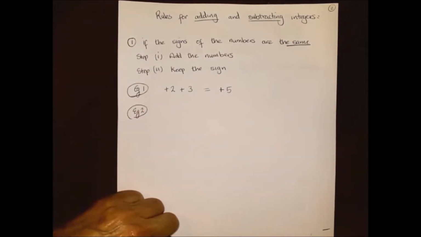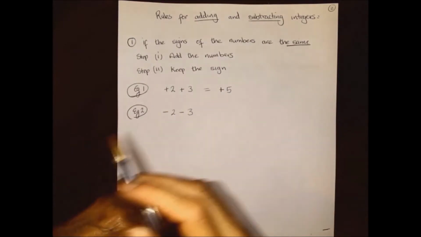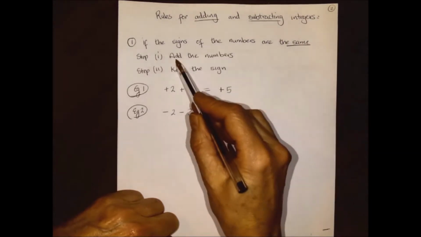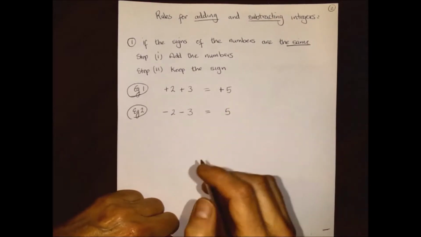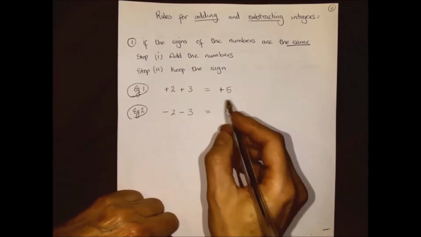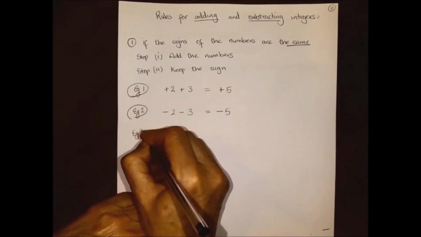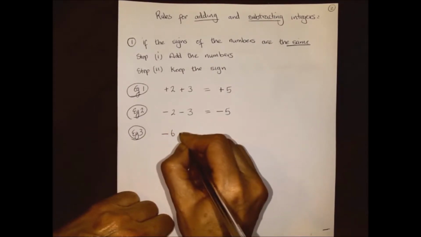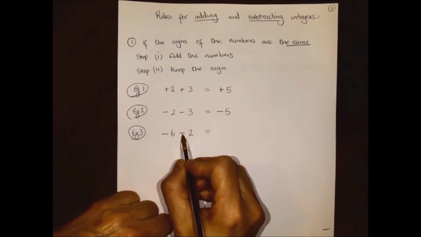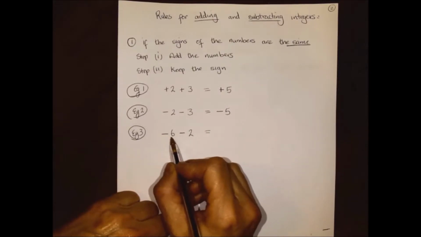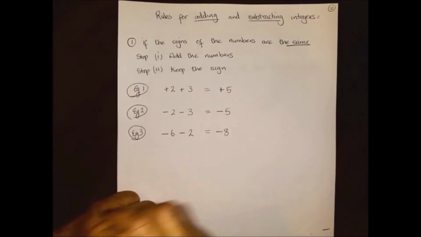Example 2. If you have -2, -3, right, the signs are the same, so we have to add the numbers. So we say 2 and 3, 2 plus 3, that's 5. And then you keep the sign. Well, it's minus. So your answer is -5. Another example. -6, -2. Again, they have the same sign, so you add them. They're both minus, so you add them. 6 and 2 is 8, and you keep the sign minus.